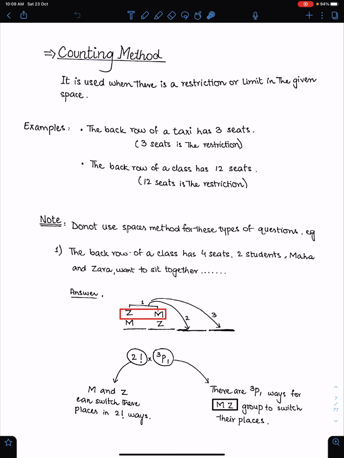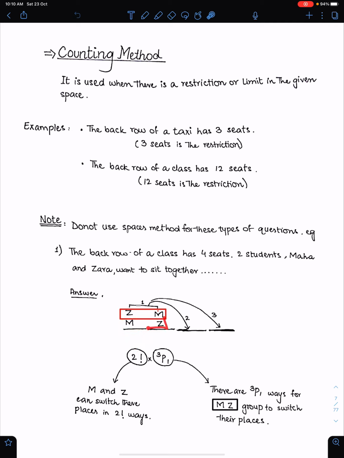For example, the back row of a class has 4 seats. Two students, Maha and Zara, want to sit together. We have these 4 seats, 1, 2, 3, 4. We can arrange Maha and Zara either as MZ or ZM, so M and Z can switch their places in 2 factorial ways. This 2 factorial is for their places. And this group has 3 ways to switch their position as a group.